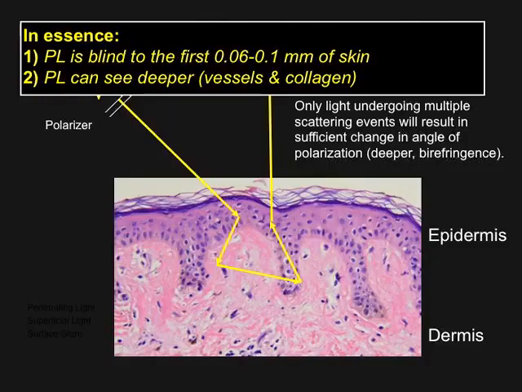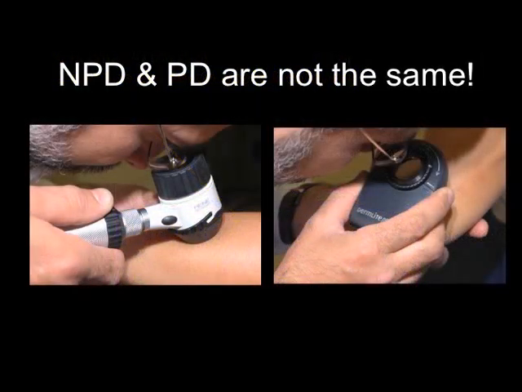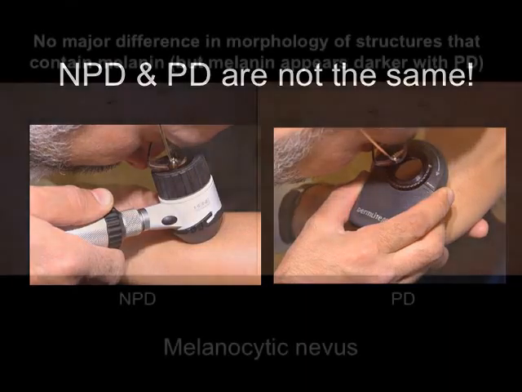With that, it should be intuitive that polarized light is blind to the top layer of the skin, okay? And so the first 0.06 to 0.1 millimeter of skin, polarized light is not very good at seeing. But the trade-off is that you can see deeper into the skin, so you can actually see more of the vascular structures and more of the collagen structures in the skin, and you'll see in a moment why that is important. So, in essence, the two scopes, non-polarized and polarized dermoscopy, are not the same.